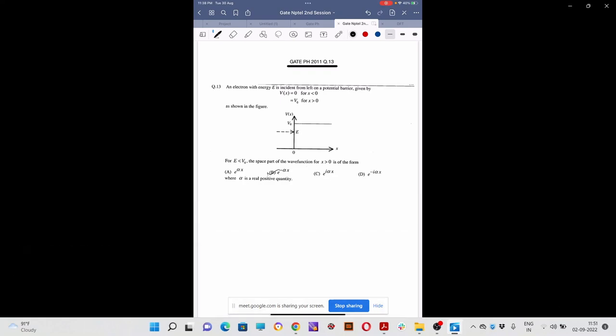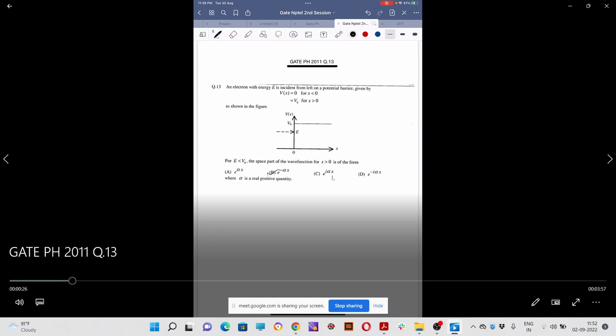In this video, I am going to solve GATE Physics 2011 question number 13. An electron with energy E is incident from the left on a potential barrier given by Vx equal to 0 for x less than 0 and Vx equal to V0 for x greater than 0, and the potential barrier is shown in the figure. Is it still not clear? Yes, sir.